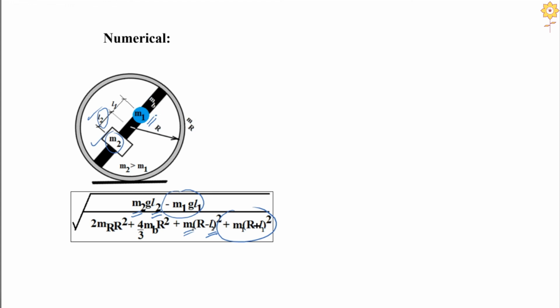This mass m1 will have a negative potential, so there will be a minus over here, minus m1 g l1. So that is the contribution in the potential energy.